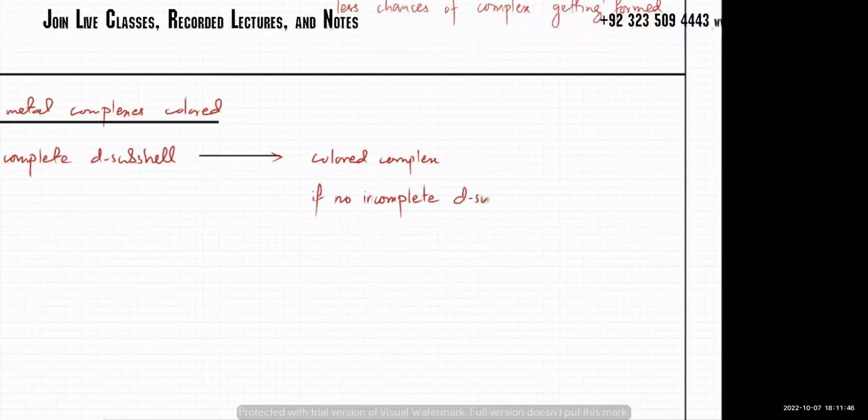I'll explain the reason, but the first rule is for colors to appear, you need to have an incomplete d subshell. If no incomplete d subshell, then not colored. Not colored means white. For example, copper plus one complexes are white. Or if they form a solution, they're going to be colorless.